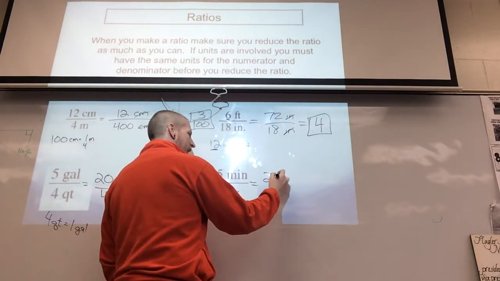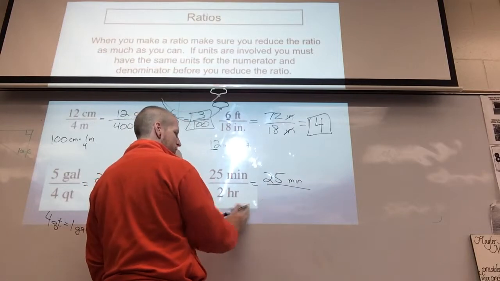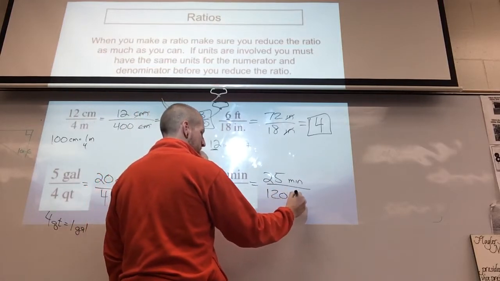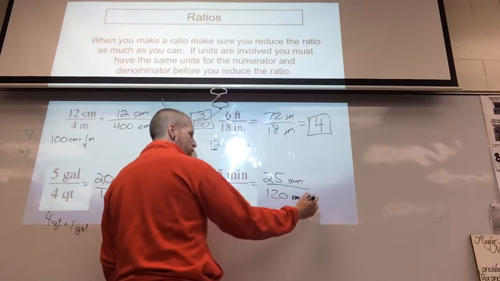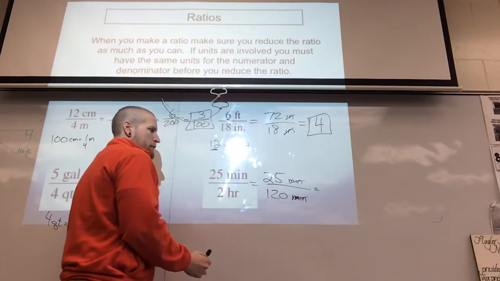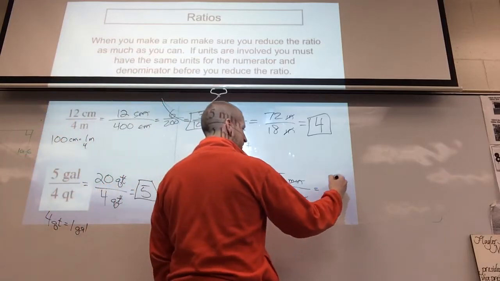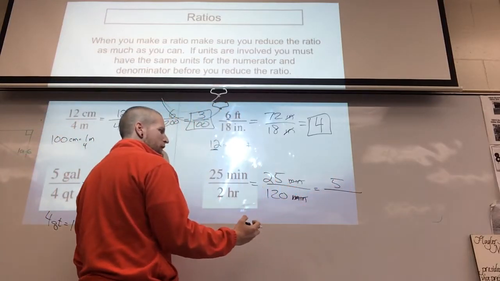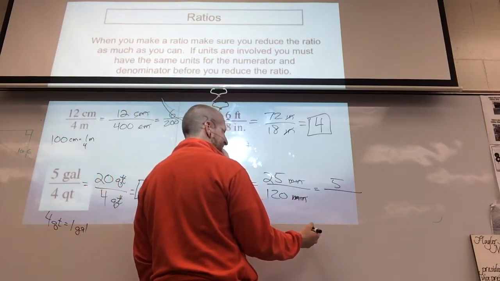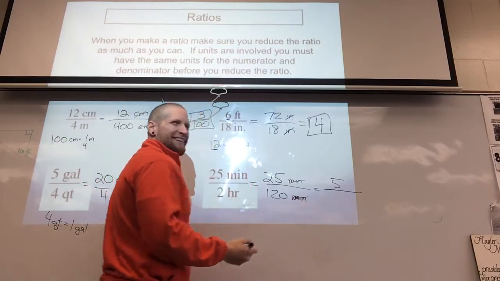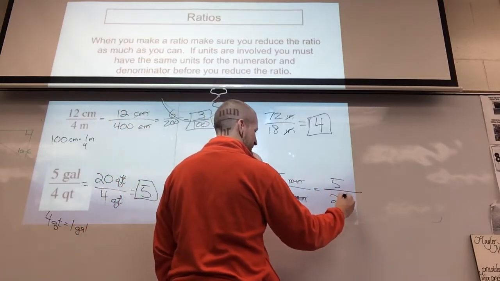All right, how many minutes are in an hour? 60. So what's 60 times 2? 120. Minutes. What's 25 over 120 reduced to? What would you probably divide both of them by? 5. There it is. So that's 5. What's 120 divided by 5? It's 24.